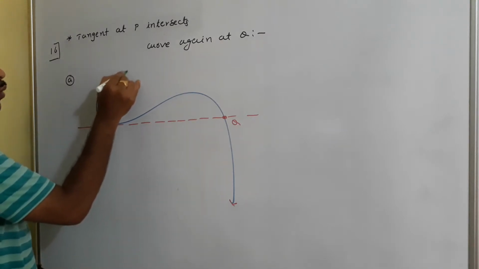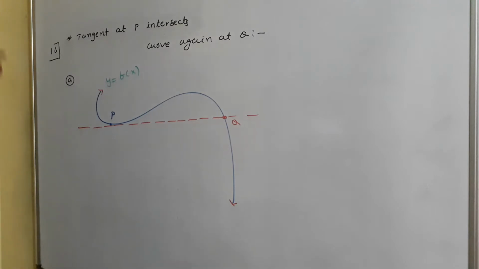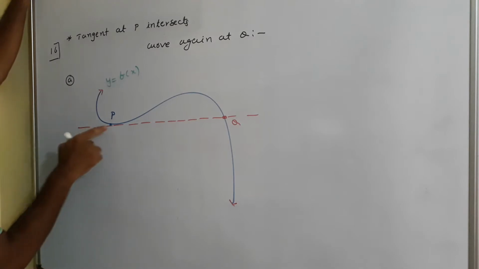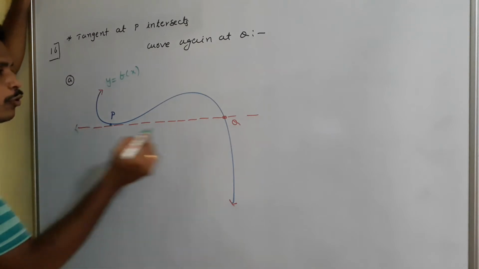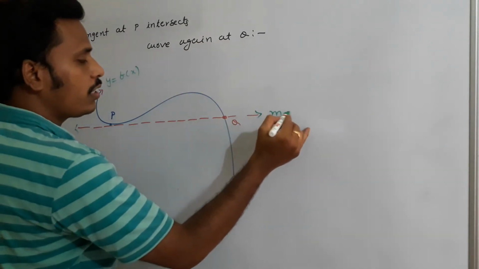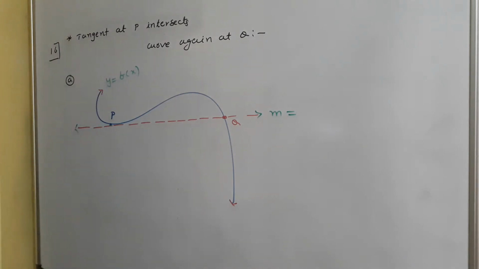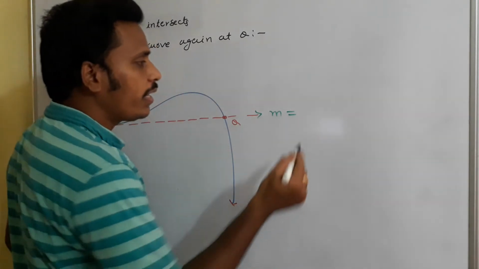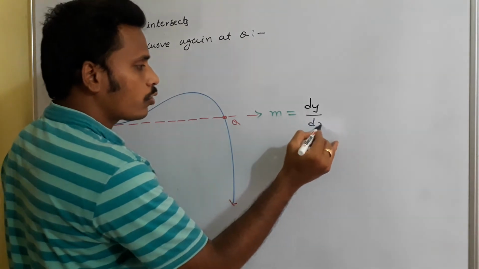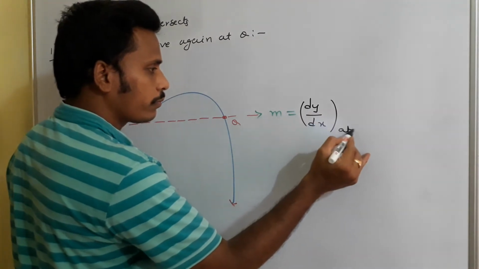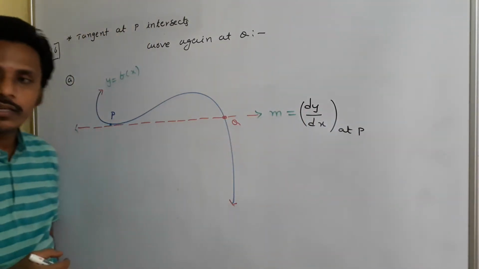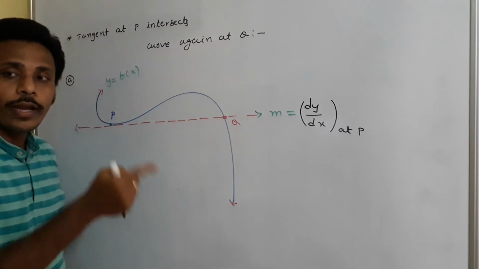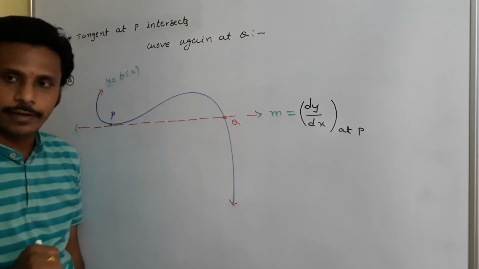If the curve equation is y is equals to f of x, what to say about this point? This is one point and that is another point. Tangent at P intersects the curve again at Q, right? So what to say about the slope of the tangent? M is the slope of tangent. As we know, slope of tangent is dy by dx at P. So M is equals to dy by dx at P. You just calculate the derivative dy by dx, and the derivative at point P represents the slope of this tangent line.